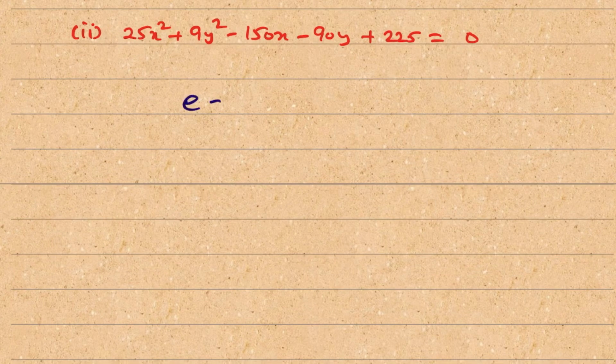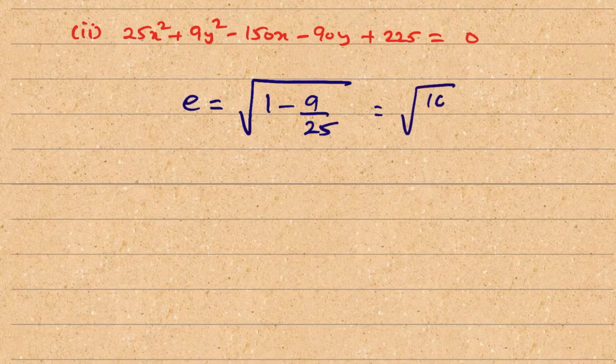So here in this case, e should be equal to 1 minus smaller by bigger. So I will write like this. This is 16 by 25, which is equal to 4 by 5. So that is the eccentricity. Always remember, for ellipse, the eccentricity should be between 0 and 1. So here clearly it is between 0 and 1, so we will accept it as the eccentricity.